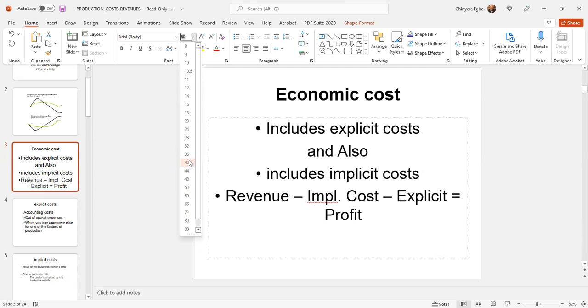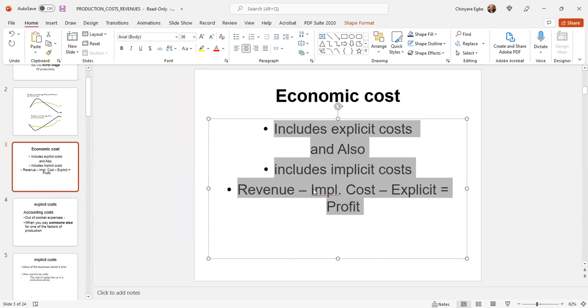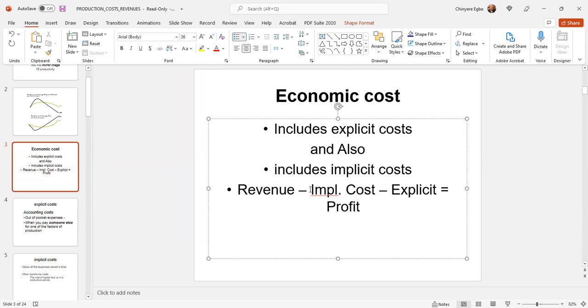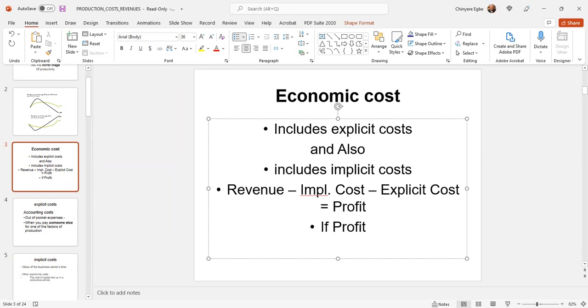All right. Now, this is what you call your profit. Revenue minus implicit cost minus explicit cost equals profit. Now, if, say, your profit equals 0, that is called normal profit.